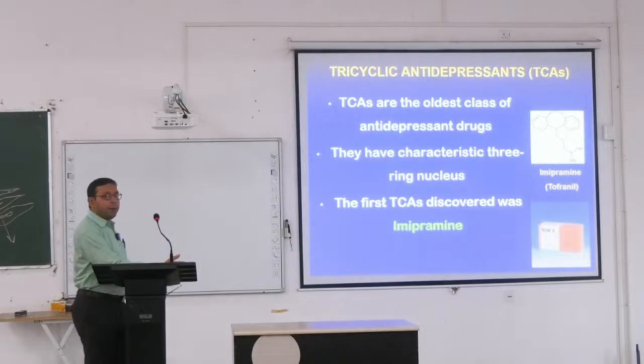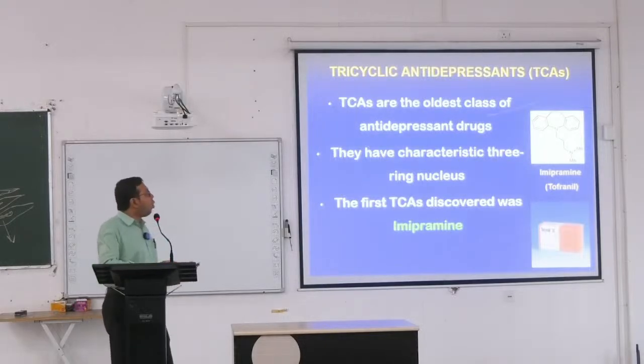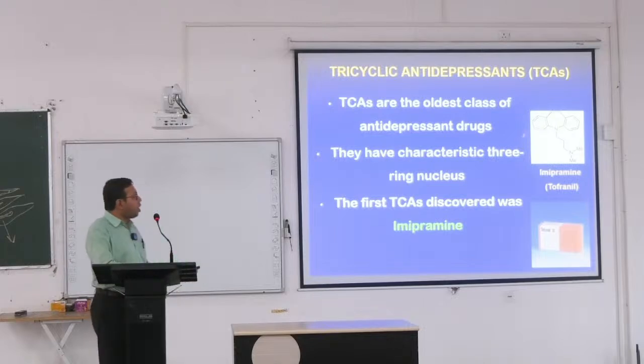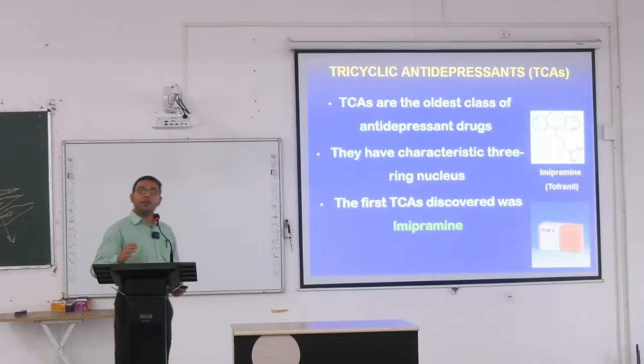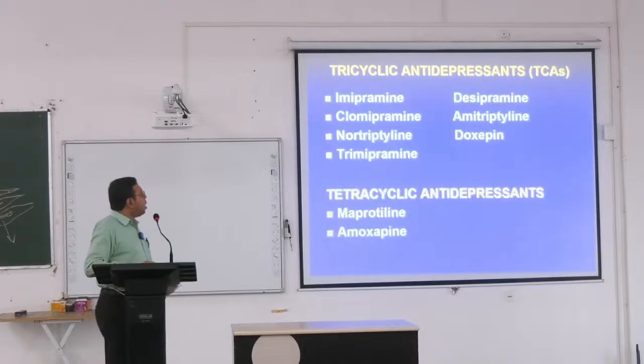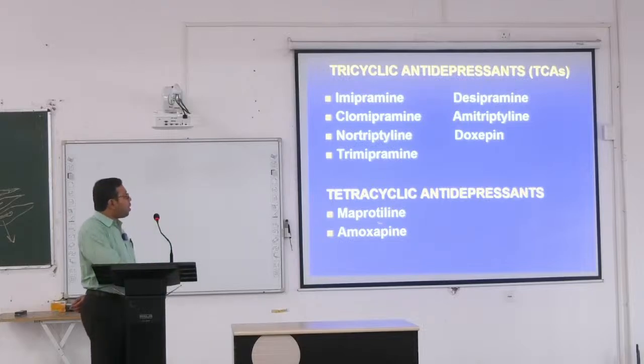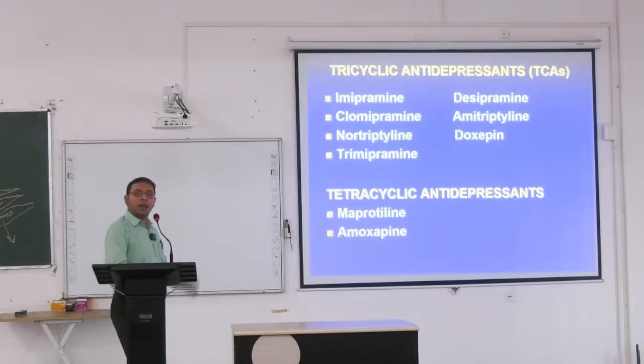So tricyclic antidepressants, very important. These are the oldest class of antidepressant drugs, the first class of antidepressant drugs. You can see there are three rings, and the first is imipramine. Still, it is very commonly used. Imipramine, clomipramine, nortriptyline, trimipramine, desipramine, amitriptyline, doxepin. Of these, amitriptyline and imipramine are very commonly used. Okay. Tetracyclic antidepressants, maprotiline and amoxapine. You have to tell the names if it is asked.